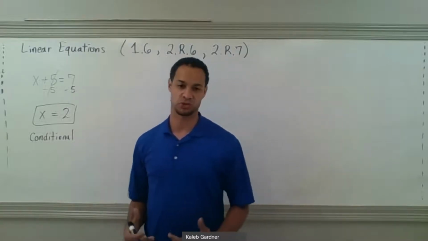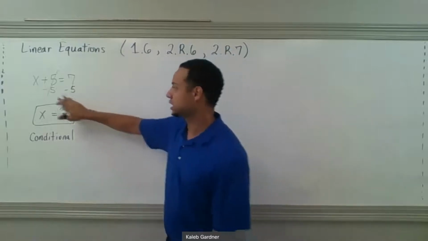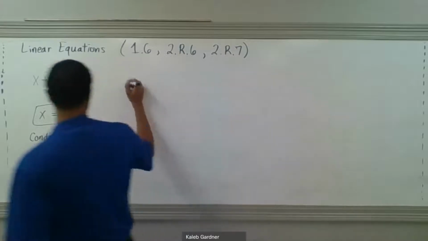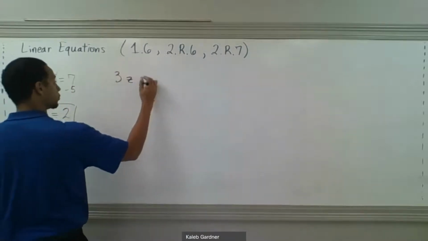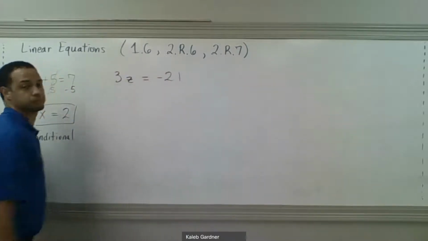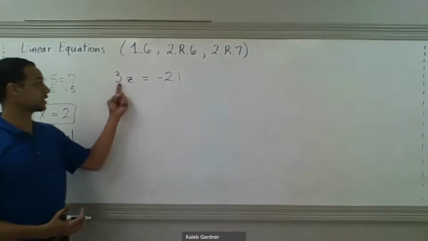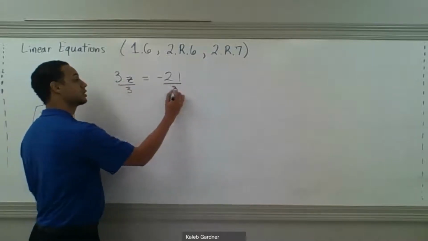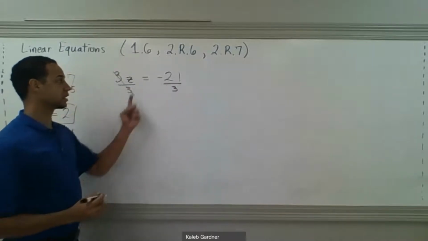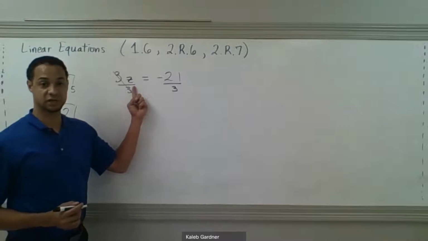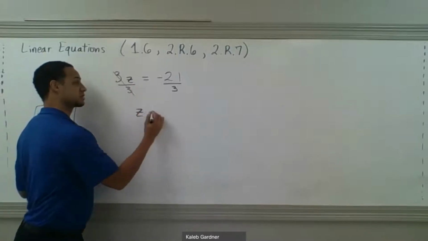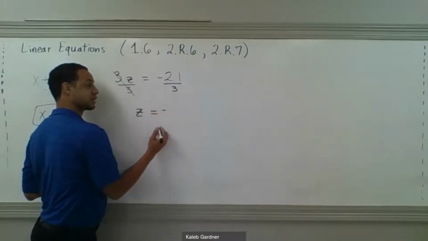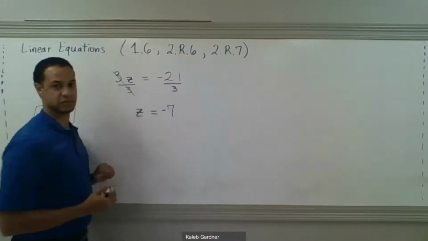All right, let's get a little bit more interesting with this, right? The inverse operation of addition is subtraction. Well, what do you think the inverse operation of multiplication is? Division, right? 3 times z, so we'll divide by the 3 so that we can get the z alone on the left side of the equal sign. Z is now equal to a negative divided by a positive is a negative 7 in this case.